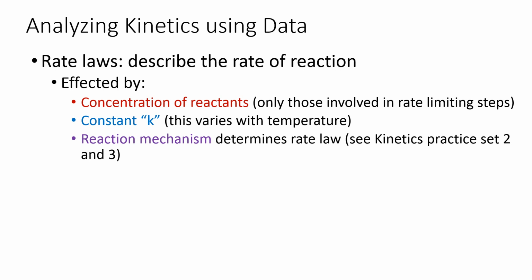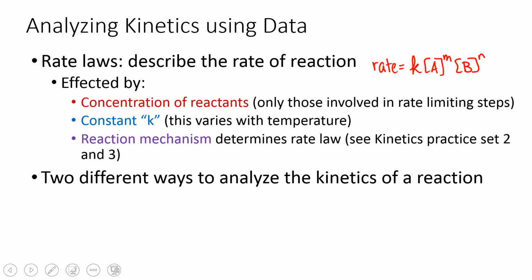So we know that we can describe the kinetics of a reaction using something called a rate law. And the rate law shows the relationship between the rate of a reaction and the concentration of the reactants raised to some exponent that is called the reaction order. It's also affected by constant K, and the reaction mechanism is what determines the rate law. So a rate law looks a little bit something like this. Rate equals some constant K times the concentration of the reactants to some exponent. And that's for however many reactants you have.